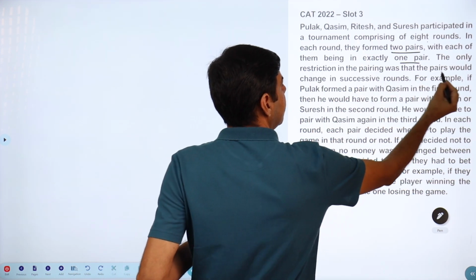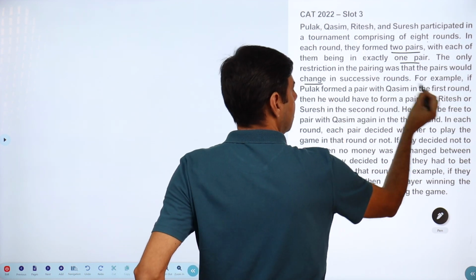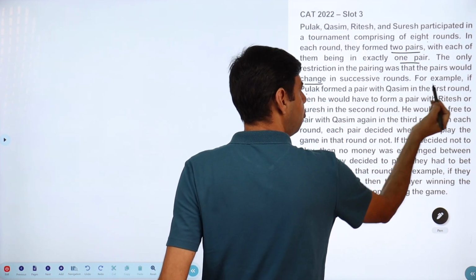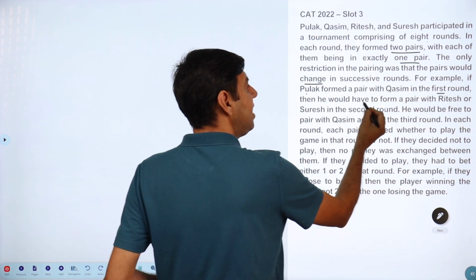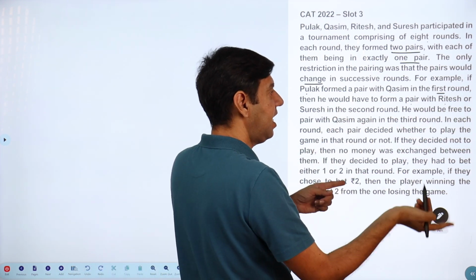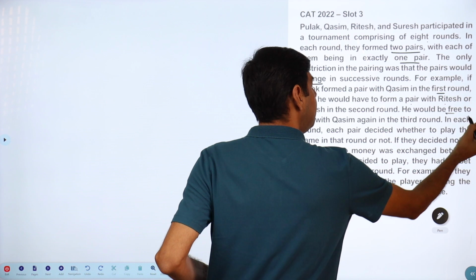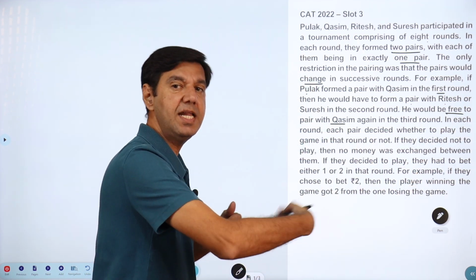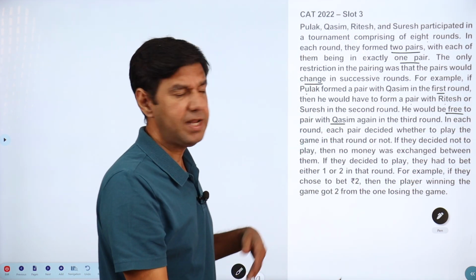The restriction is that the pairs would change. If, for example, P and Q are there in the first round, then P would have to form a pair with R or S. Right, he would necessarily have to change in the second round. He would be free to pair with Q again in the third round onwards. And that's very logical also.